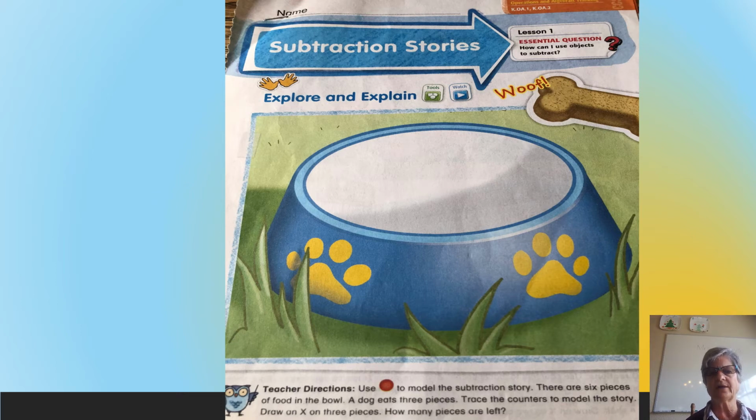Now this is a doggy's dish or doggy's bowl. Doggies like to eat dog food, don't they? They also like to eat bones. But this time we're going to have them eat their dog food, okay? Now, let's begin our story, and you please do yours along with me. First of all, you're going to put 6 pieces of dog food in the bowl. I'm going to make circles, and I'm going to make 6 of them.